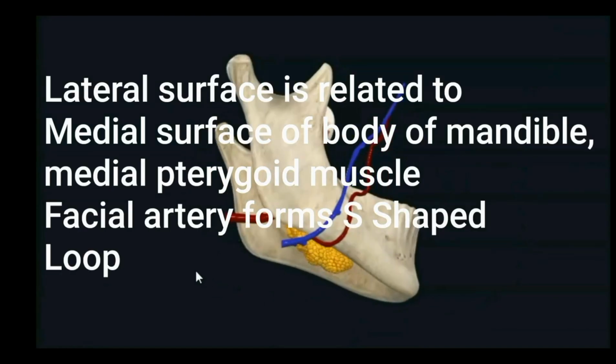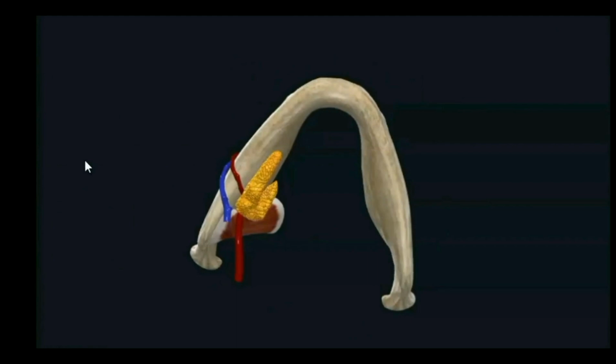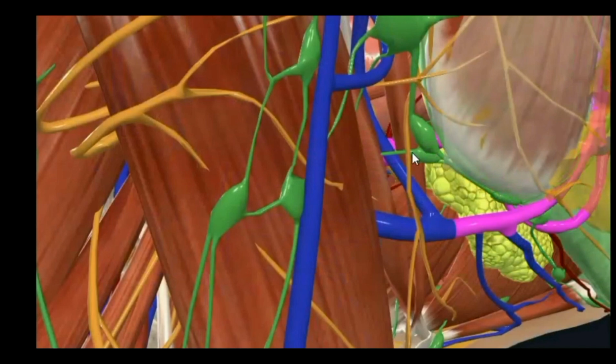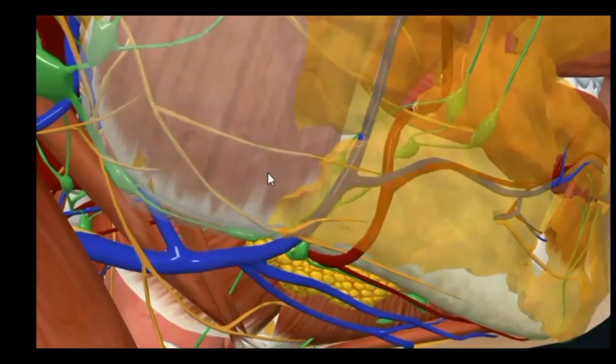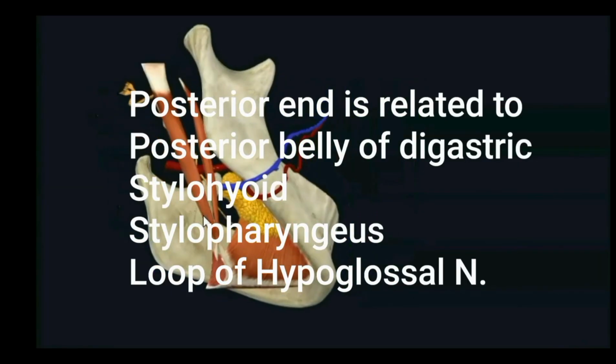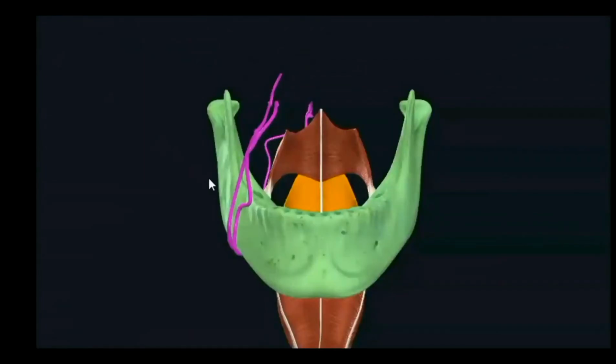These are the relations. Whereas the lateral surface is related to the medial surface of the body of the mandible, and facial vessels. You can see there, facial artery is related there. Common facial vein is related to the inferior surface, whereas the lateral surface is related to the S-shaped loop of the facial artery there, and this medial pterygoid muscle. You can appreciate there. Whereas the posterior end is related to the posterior belly of digastric, stylohyoid, stylopharyngeus, and loop of hypoglossal nerve and facial vessels.